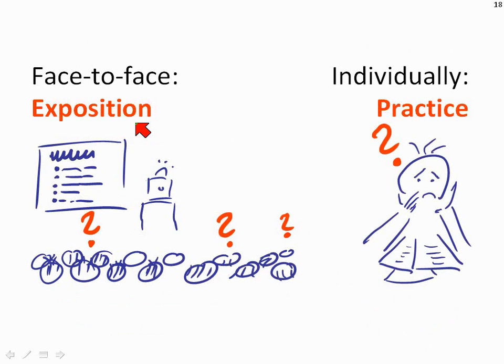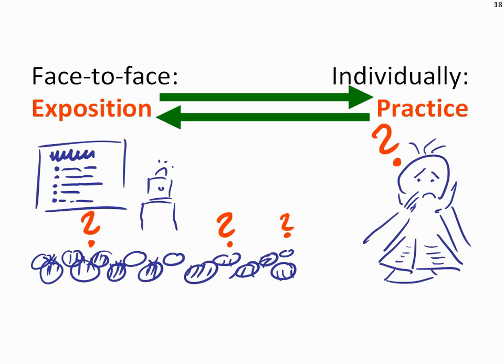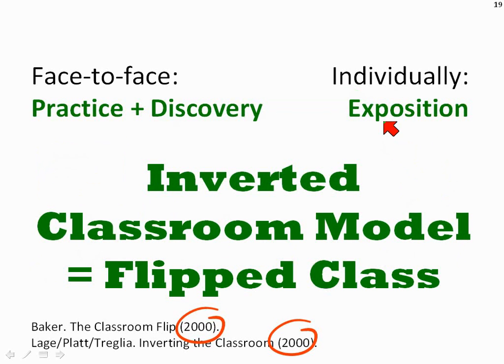The idea is to move from that old model where you have exposition in class, which is hard to understand, and practice at home or outside of class at least, where students try to solve problems and don't manage to solve those problems. You try to interchange these two, flip the class, invert the class, to have exposition, in particular via videos, and practice, and even more, hopefully, discovery, discussions during the face-to-face time. This is nothing really new. So there were 2 papers in the year 2000 on that topic, the classroom flip and inverting the classroom. Hence, we still have these 2 names, inverted classroom model and flipped classroom, these 2 coexisting names.